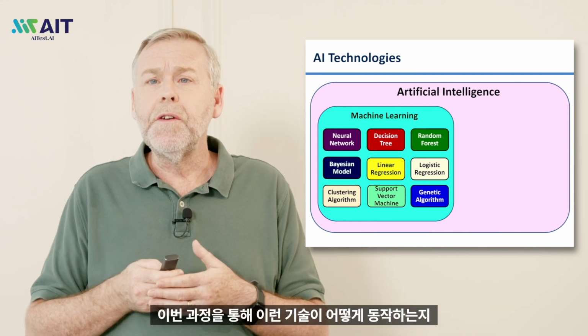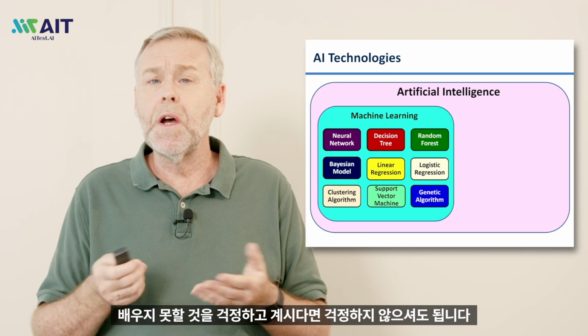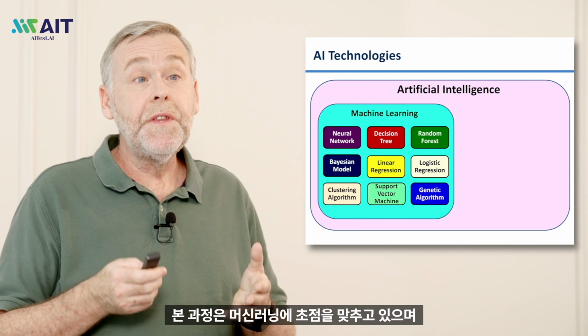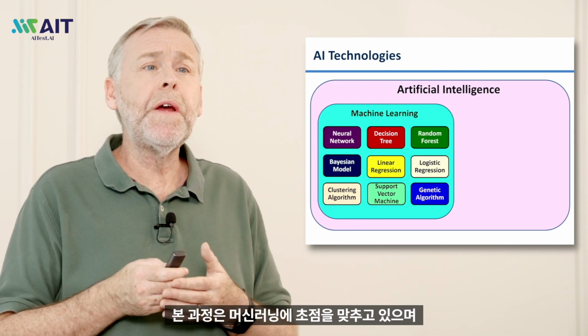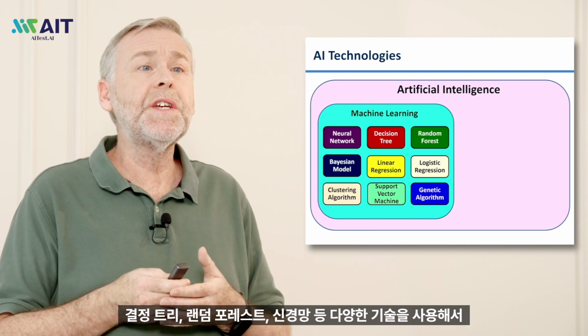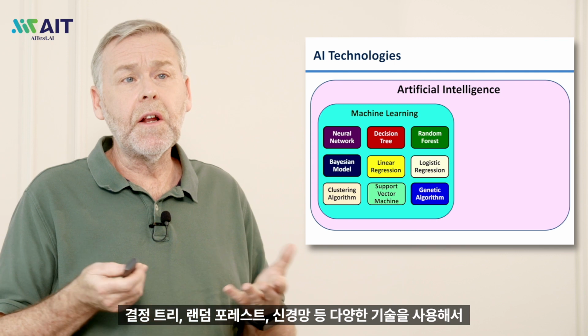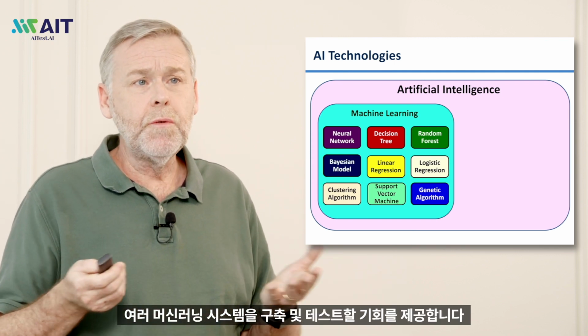In case you're worried that you'll come away from this course with no details on how these technologies work, don't worry. Because it is currently the most popular approach, this course concentrates on machine learning and will provide you with experience of building and testing several machine learning systems using various technologies, including decision trees, random forest, neural nets and rules engines.